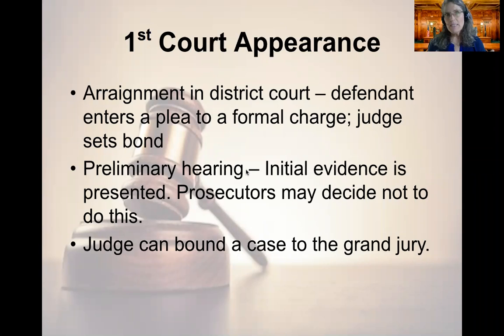So a defendant's in jail, and we've got the first court appearance, and that starts with the arraignment in district court. So you might have remembered that also from the breaking news portion. This is where the defendant is going to enter a plea to a formal charge, whatever that charge is. So again, all criminal charges start in district court. Your misdemeanors as well as your felonies, they all start in district court. So this is where a defendant is going to enter a plea of guilty or not guilty, okay?